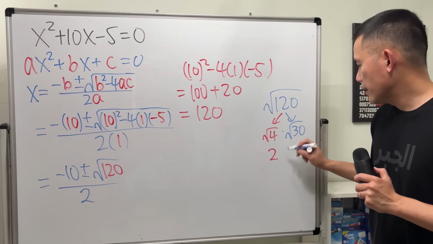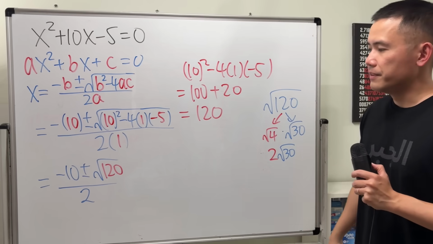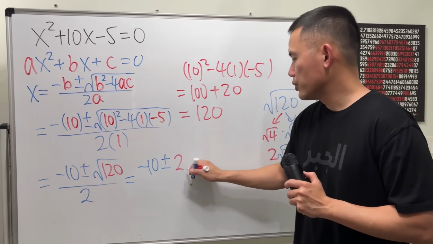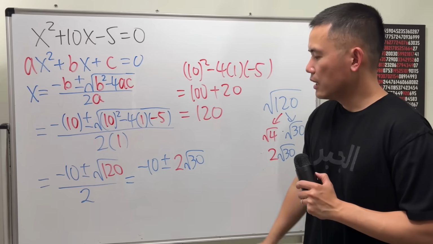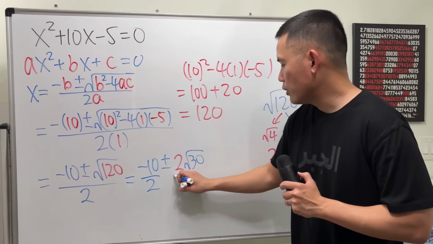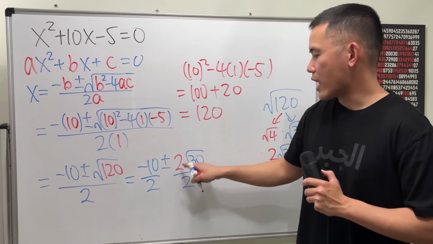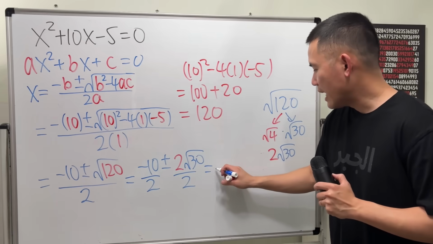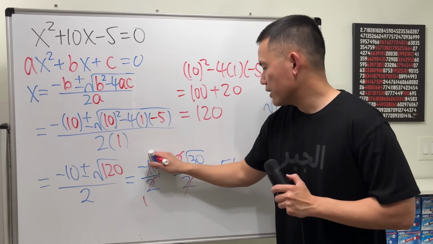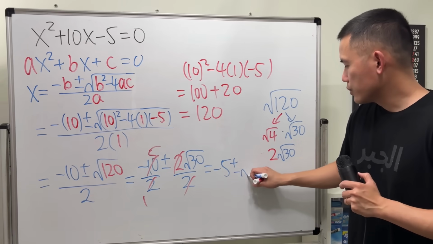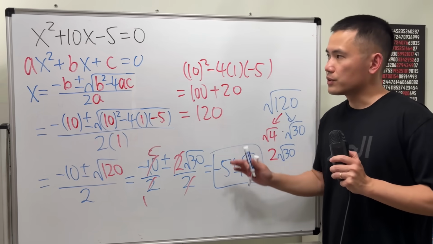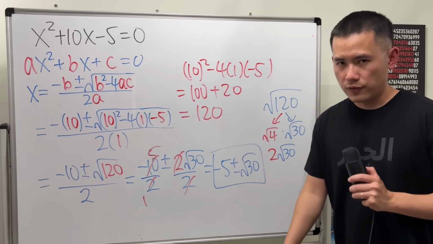The square root of 4 is just 2, and we multiply it with square root of 30. So this is negative 10 plus or minus 2 square root of 30 all over 2. But we can write it as over 2 here and over 2 here, so that we can reduce the fractions. We get negative 5 plus or minus square root of 30, and that will be the final answer. So this is how you would do it if you use the quadratic formula.